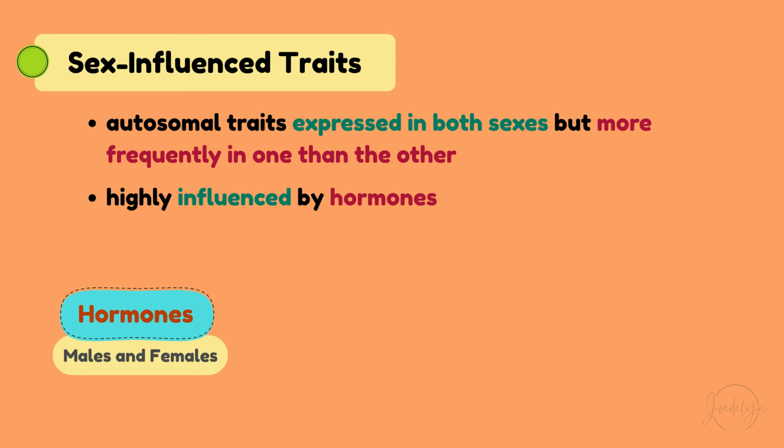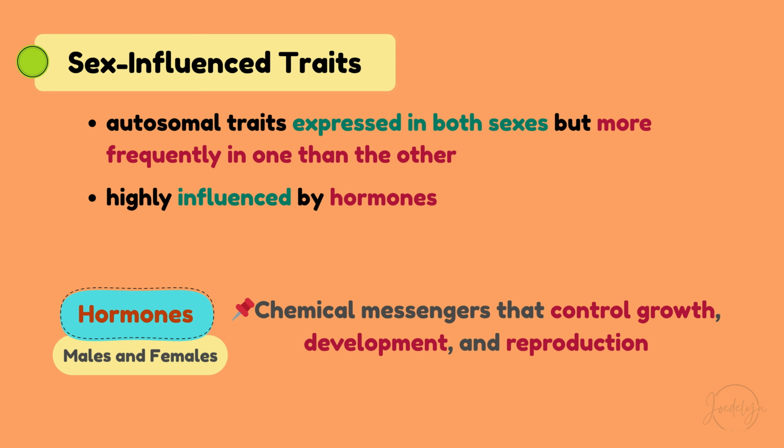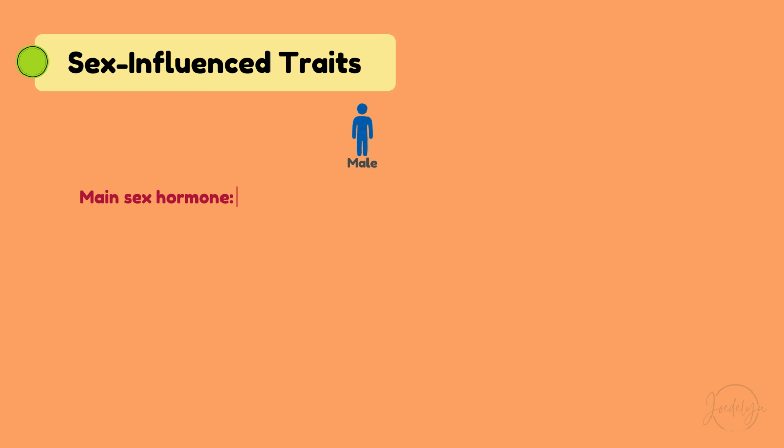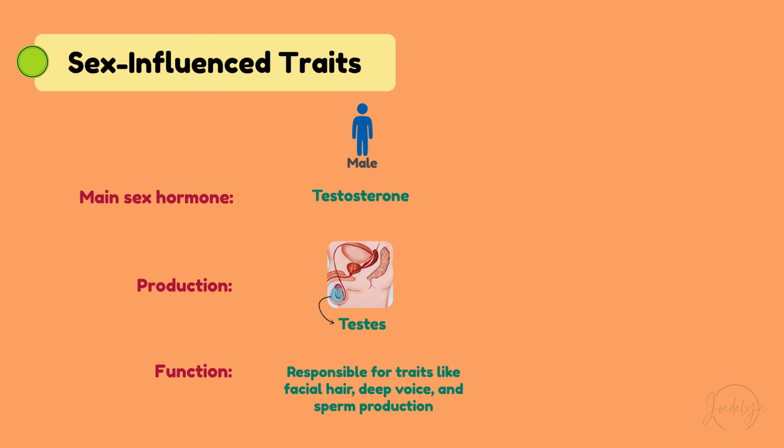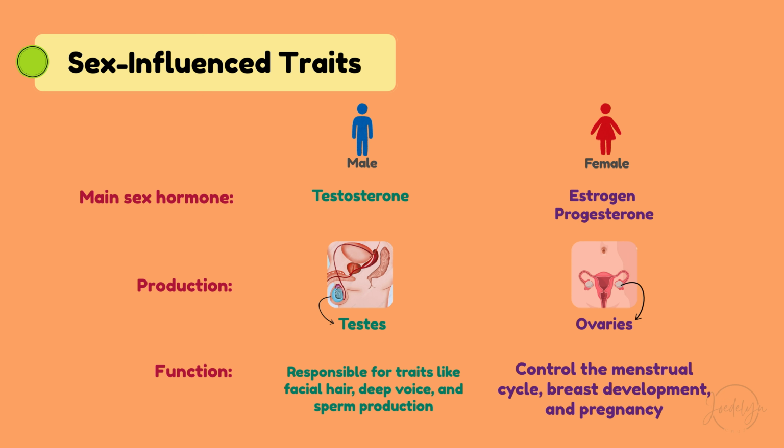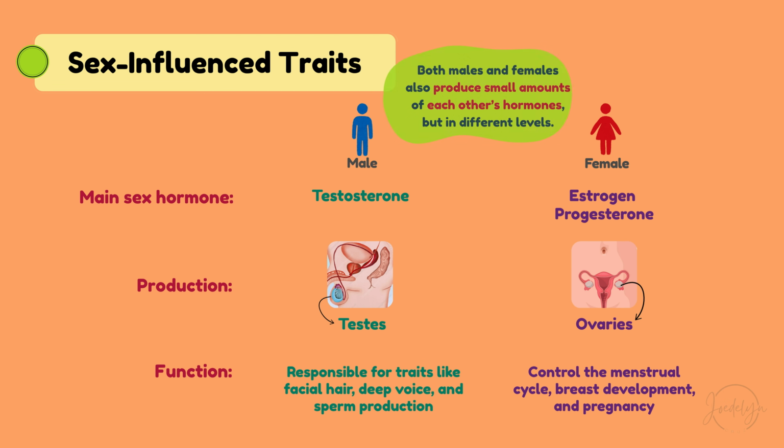Hormones in males and females are chemical messengers that control growth, development, and reproduction. In males, the main sex hormone is testosterone. It is produced in the testes and is responsible for traits like facial hair, deep voice, and sperm production. In females, the main sex hormones are estrogen and progesterone. These are produced in the ovaries and control the menstrual cycle, breast development, and pregnancy. Both males and females also produce small amounts of each other's hormones, but in different levels.